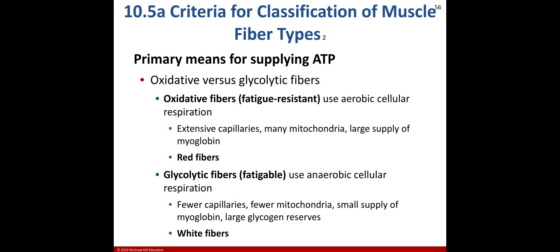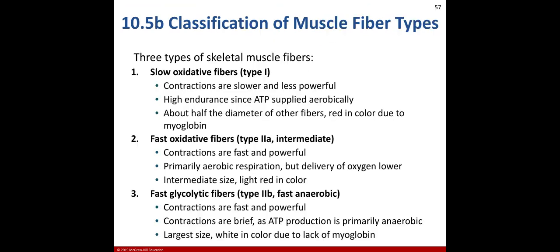Glycolytic fibers are fatigable fibers. They rely on anaerobic respiration. They don't have many capillaries or many mitochondria. They just have a little bit of myoglobin, but they're storing glycogen for this purpose. They look like white fibers, and we call them white fibers.